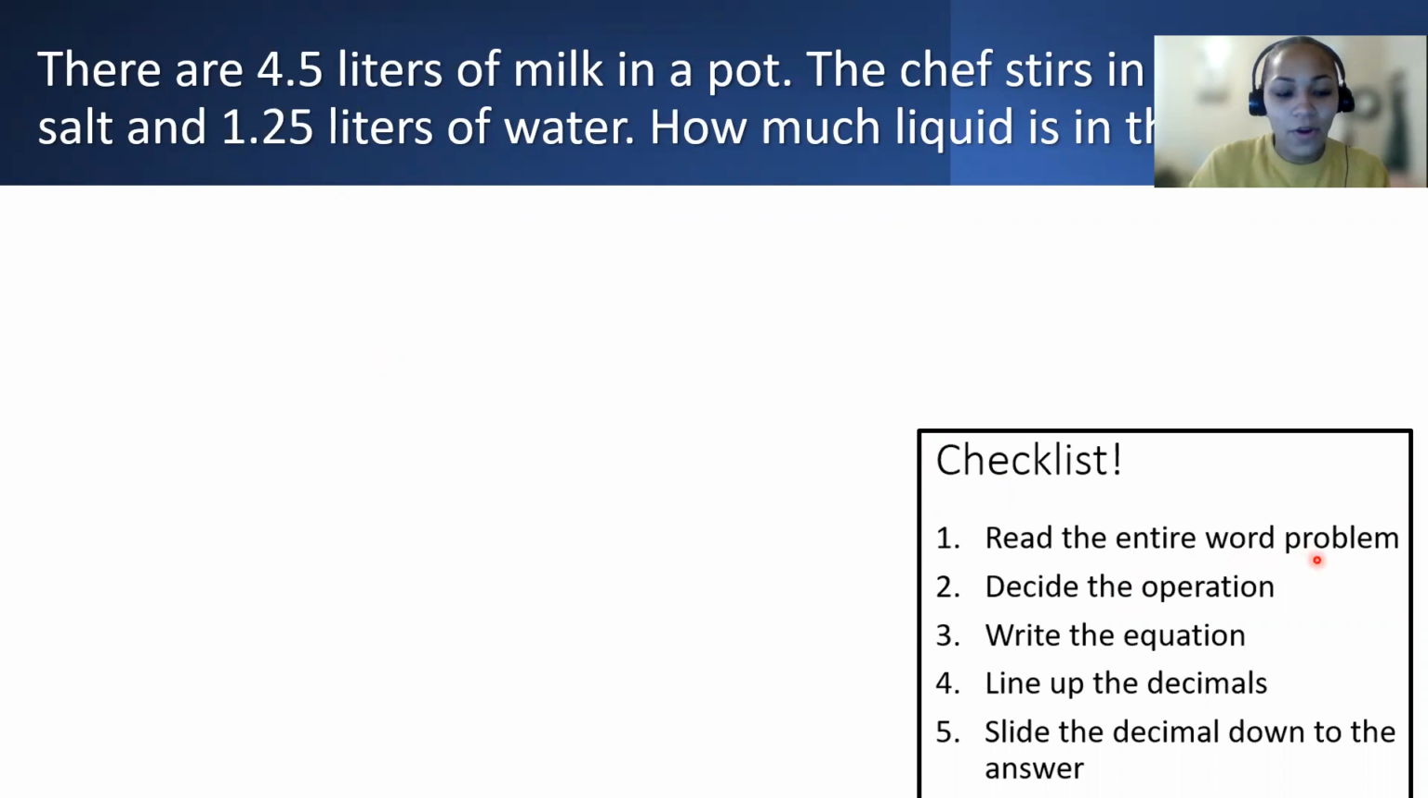So read the entire word problem. All right. There are 4.5 liters of milk in a pot. The chef stirs in 2.5 grams of salt and 1.25 liters of water. How much liquid is in the pot? All right, so looking at this word problem, they have some interesting pieces here that I'm gonna get my pencil out on here. There we go. And we're gonna walk through it together. So we wanna know how much liquid is in the pot. So we put that in a box.